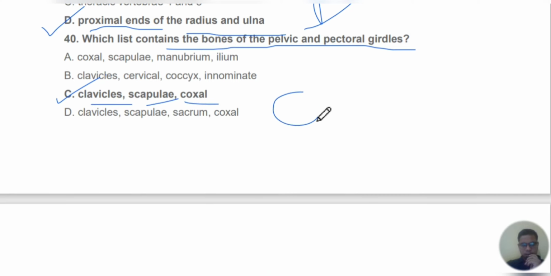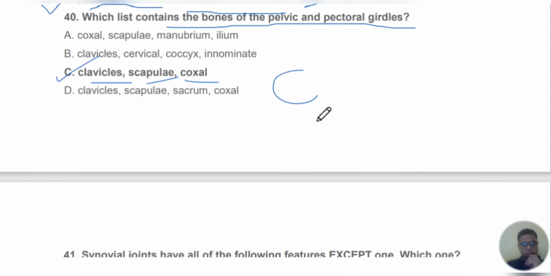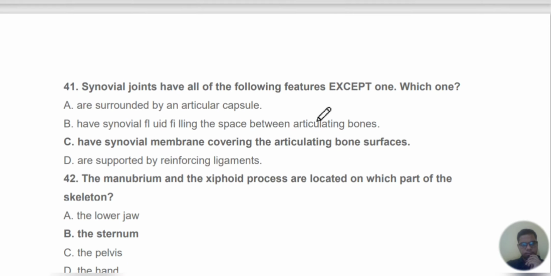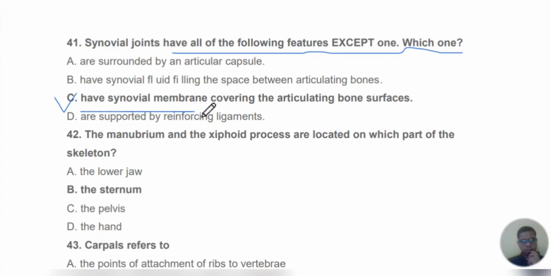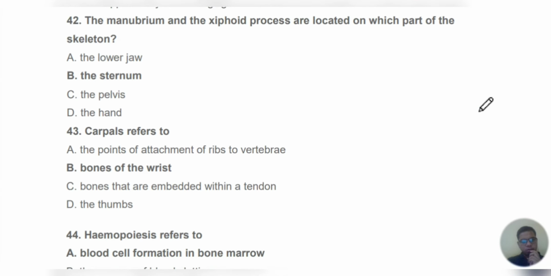Okay, next is 41 question number. Synovial joint have all except one, okay, or have synovial membrane covering the articulating bone surface. The answer is C. Okay, next is 42 question number.